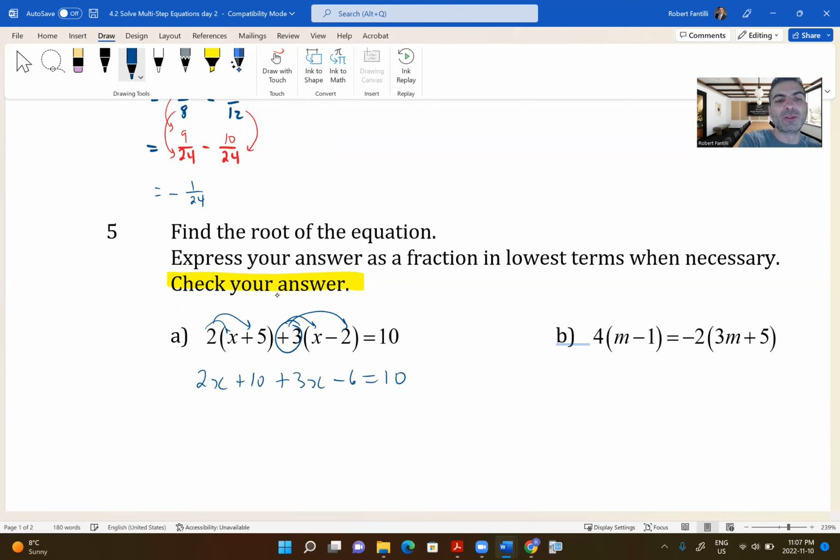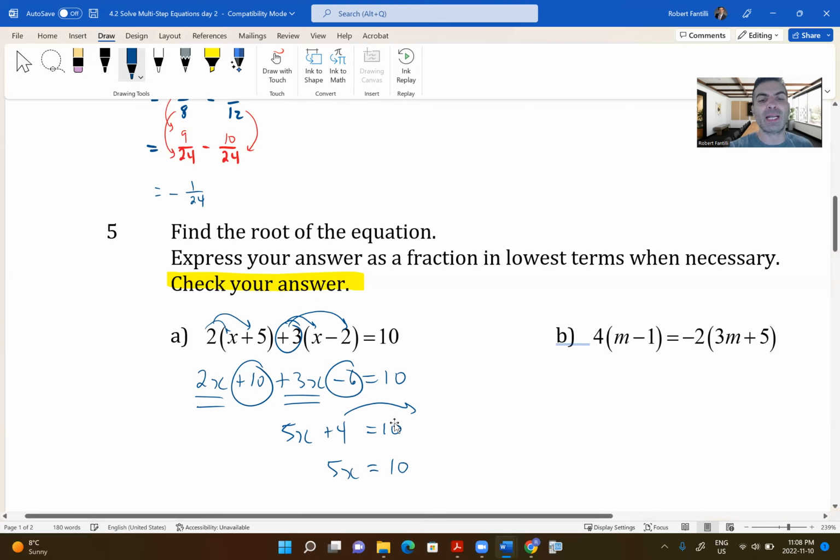I'm going to collect like terms now. So this 2x and the 3x, if I add those together, I get 5x. And if I add the 10 plus -6, that's a positive 4, equal 10. Now I want to switch teams, change jerseys. I want to show that by writing 10.